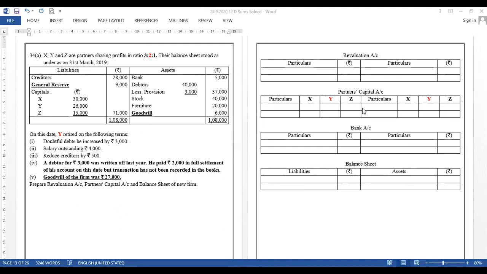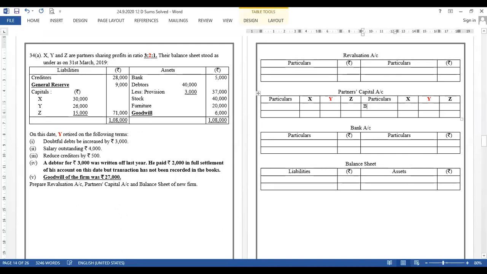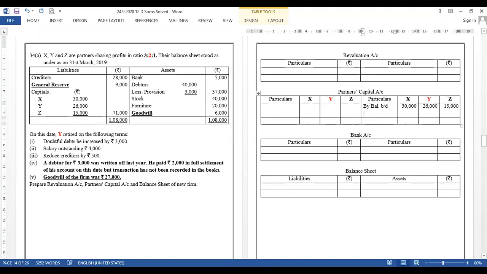From the balance sheet, we have to write the capitals and the general reserve. Let us do that part. By balance b/d is rupees 30,000, 26,000 and 15,000, right? We have general reserve as well, so let us distribute the general reserve, 9,000, in the ratio 3:1, which will be 4,500, 3,000 and 1,500.